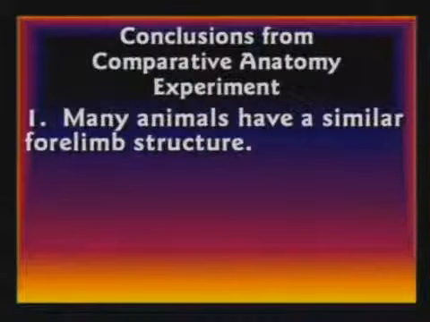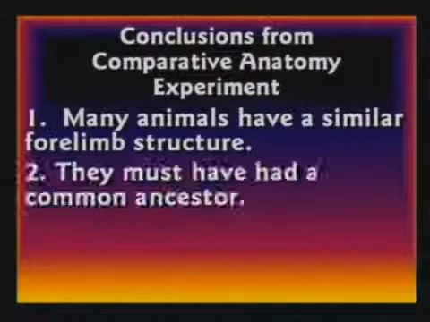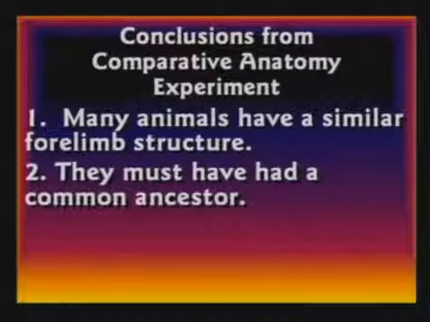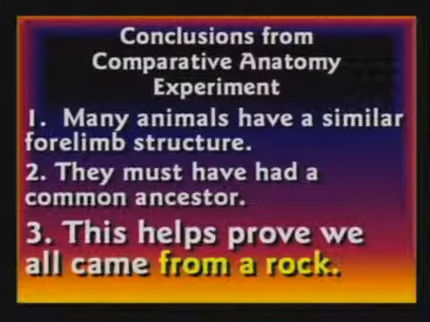It's true many animals have a similar forelimb structure. I agree. They'll say, they must have had a common ancestor. Oh, now I disagree. It doesn't prove that at all. This helps prove we all came from a rock. Oh, now you're really going off your rocker on that one.